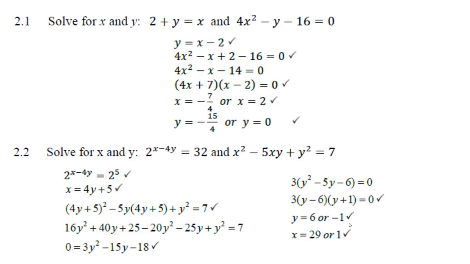There's two answers, y equals 6 or y equals minus 1. Now, how would you figure out that x is 29? You'd take that 6 and go 4 times 6 plus 5, and that's 29. x is 29. You'd put minus 1 in here, 4 times minus 1 plus 5. Oh, that's 1. So there are your solutions for the whole thing. There you go.